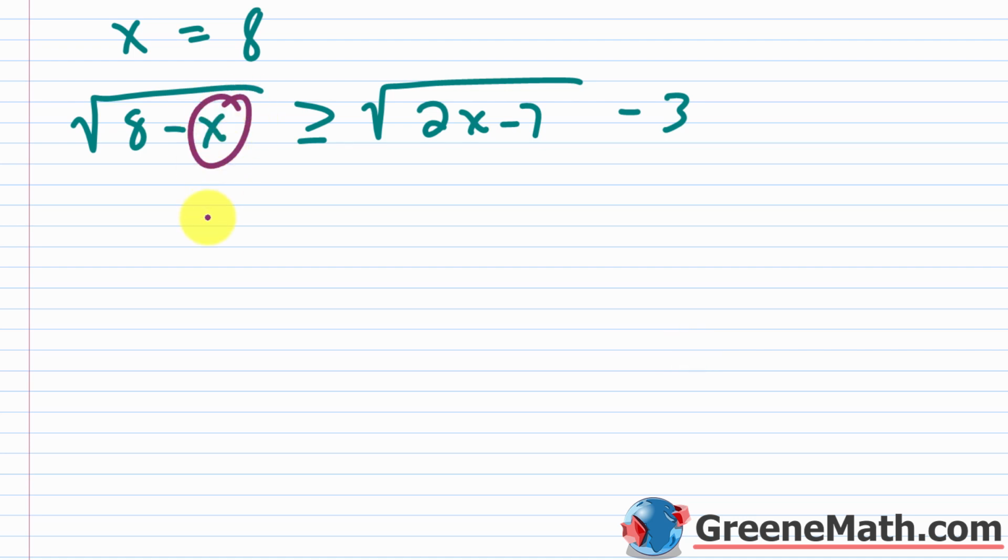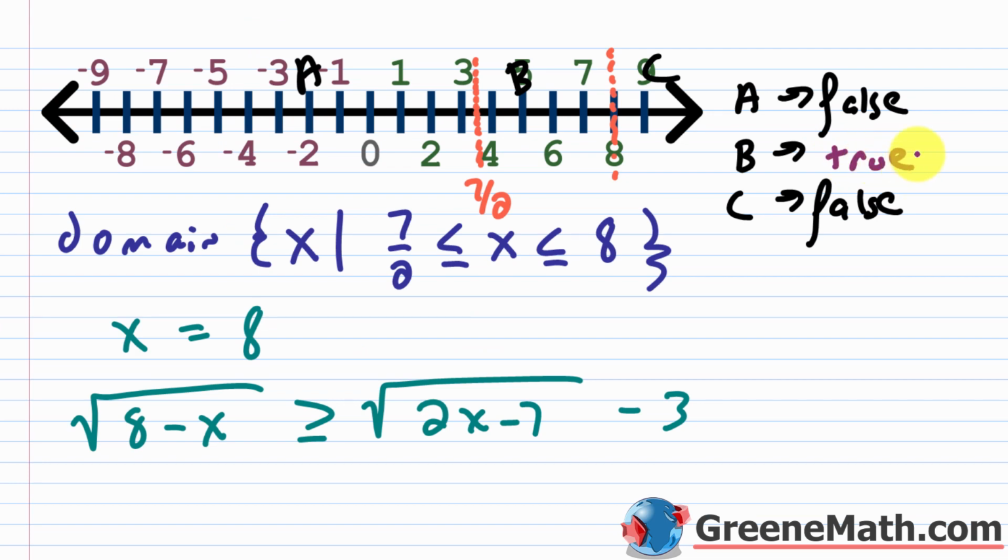So if I plug in a 4 there and I plug in a 4 there, we're going to get 8 minus 4, which is 4. Square root of 4 is 2. So that's the left-hand side. This is greater than or equal to 2 times 4 is 8. 8 minus 7 is 1. Square root of 1 is 1. So this is 1 minus 3, which is negative 2. So this is a positive and this is a negative, and a positive is always greater than a negative. So this is definitely true, right? 2 is greater than negative 2. We can say that this is true for region B.